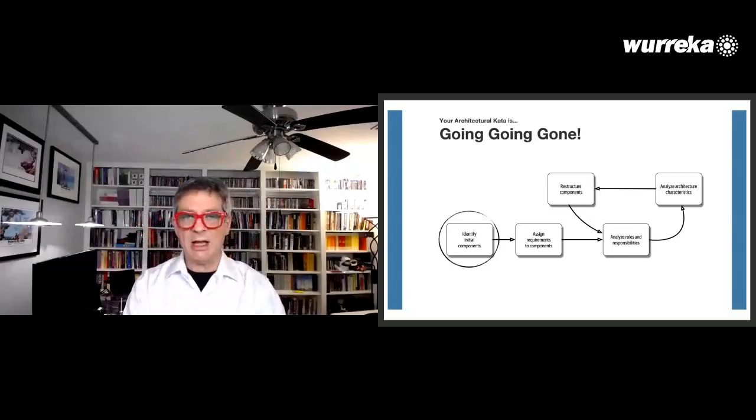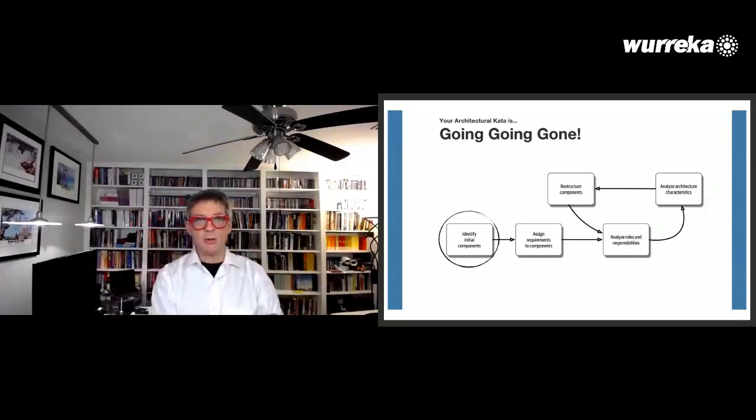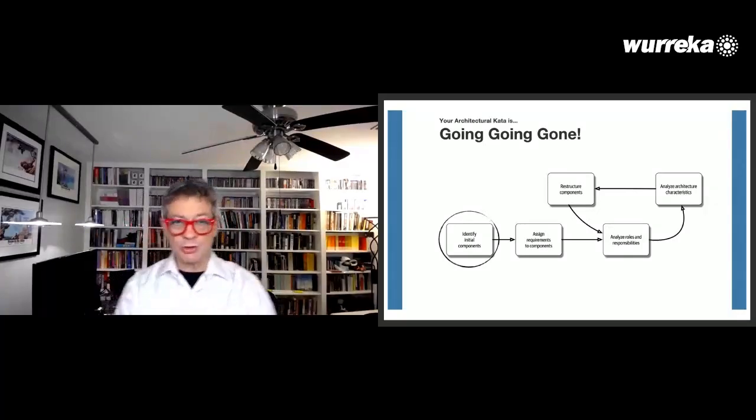Then we're going to analyze roles and responsibilities. Who's going to interact with this component? What do they need to do with it? What kind of behaviors? Then we're going to analyze architecture characteristics and go back and re-look at those architecture characteristics and see if they have an impact on our component design, and then restructure and go through this feedback loop again.